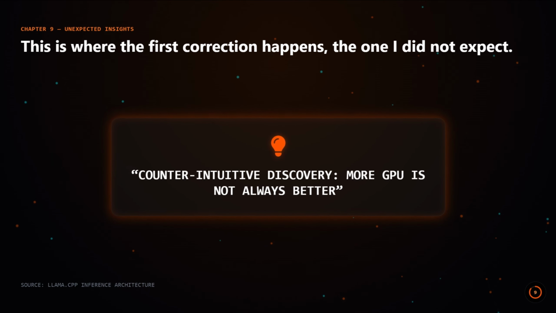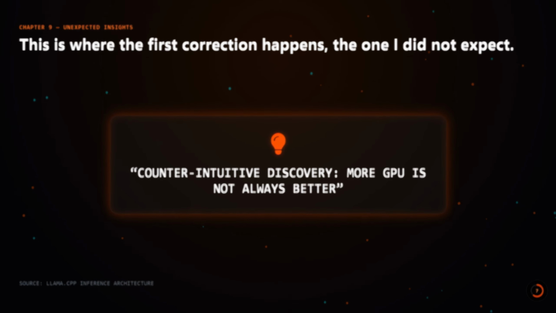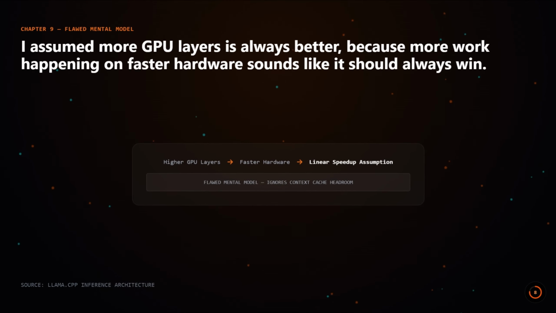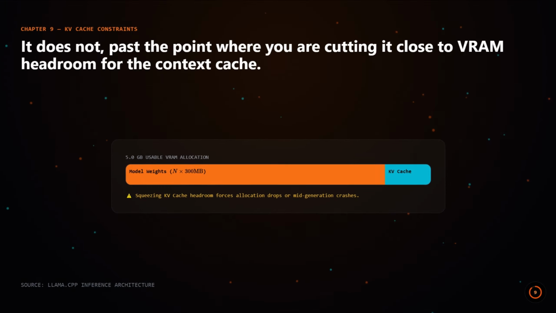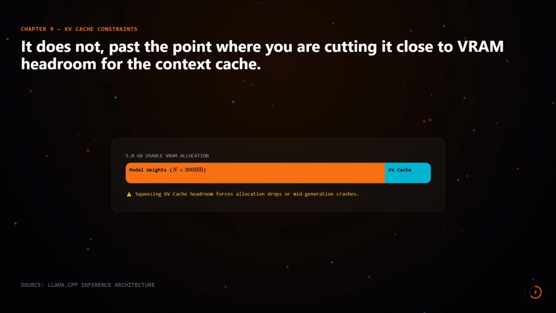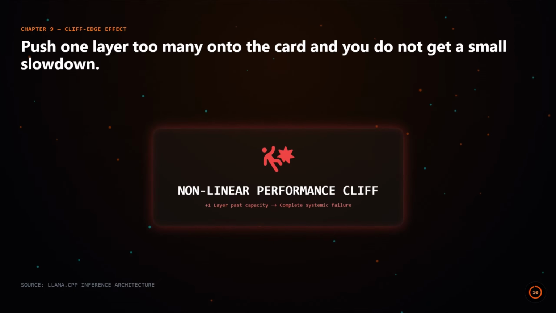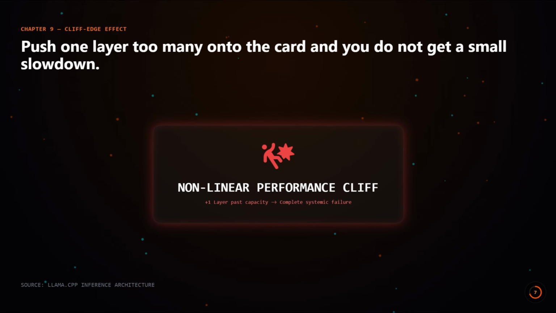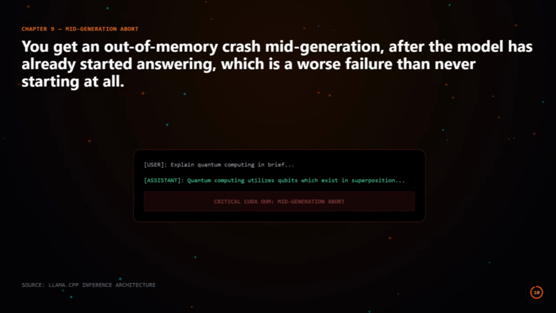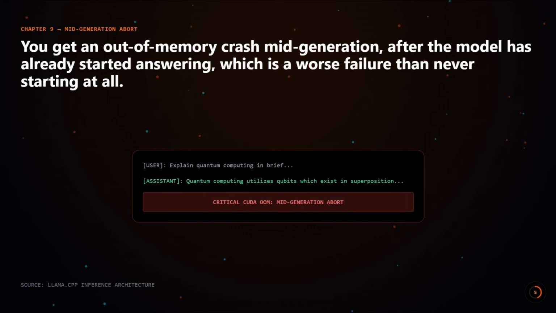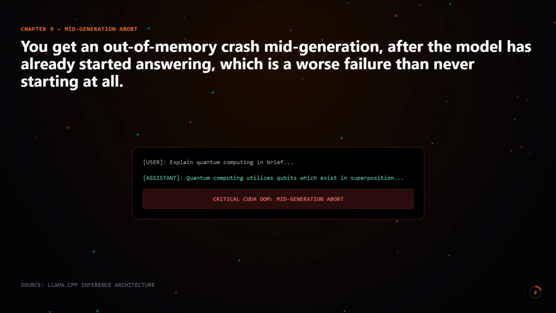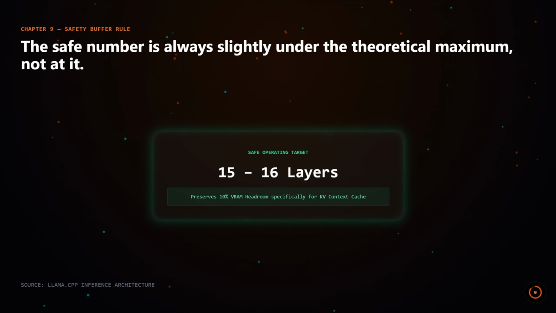This is where the first correction happens, the one I did not expect. I assumed more GPU layers is always better, because more work happening on faster hardware sounds like it should always win. It does not, past the point where you are cutting it close to VRAM headroom for the context cache. Push one layer too many onto the card, and you do not get a small slowdown. You get an out-of-memory crash mid-generation, after the model has already started answering, which is a worse failure than never starting at all. The safe number is always slightly under the theoretical maximum, not at it.